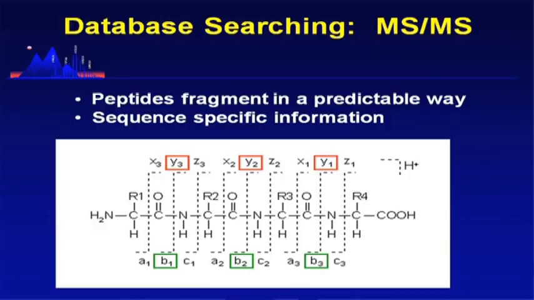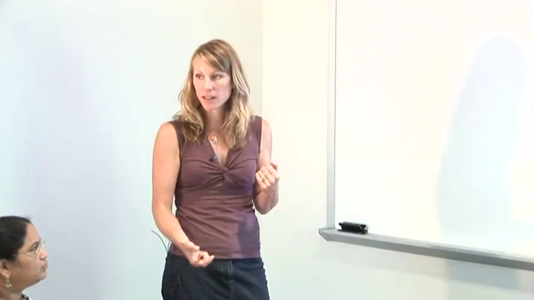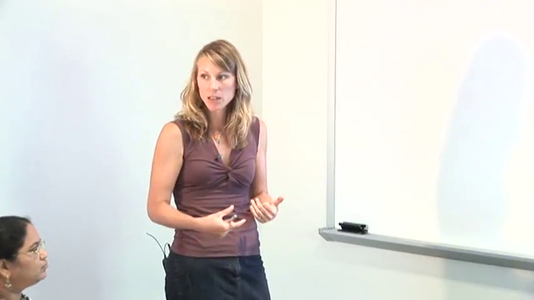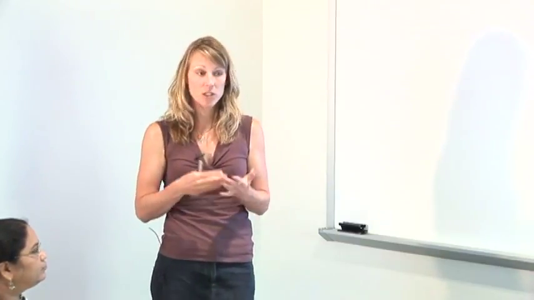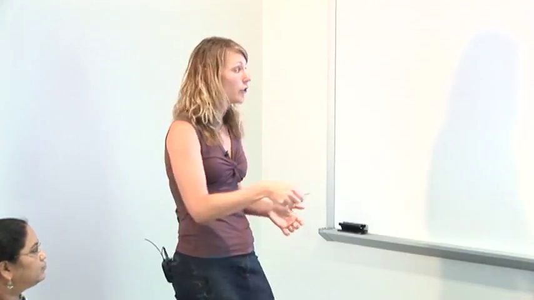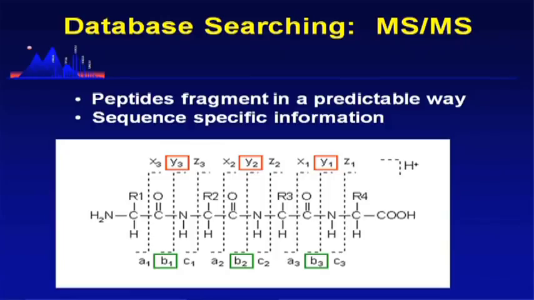And there are other different ions that are less common. You sometimes will get cleavage here, and that's called an A ion. And different types of fragmentation will give you C and Z ions, and it's all based on the energetics of the fragmentation. But in collision-induced dissociation, which is everything I've talked about today, you're going to get preferential cleavage here.